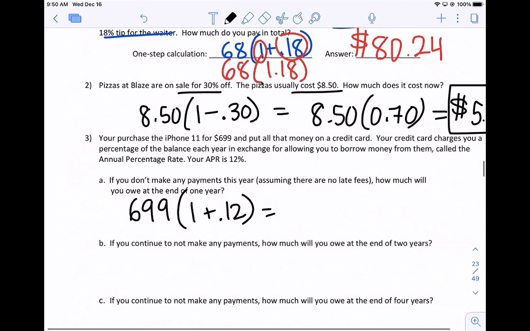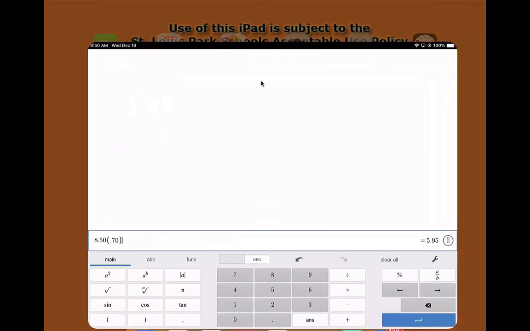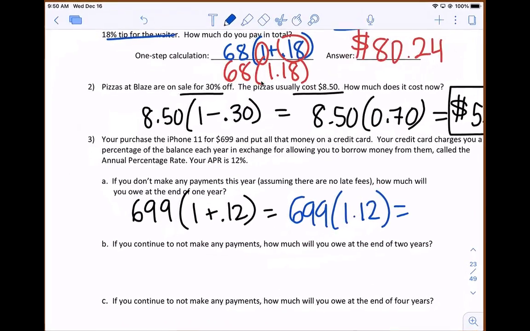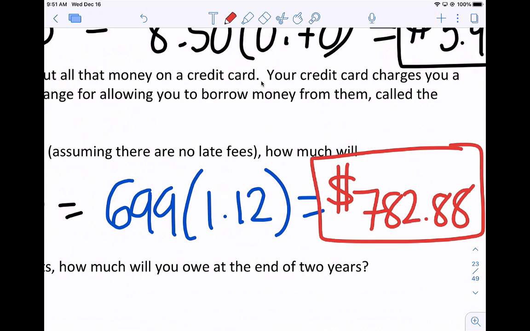So if we type that in our calculator, it'll look something like this: $699 times 1.12. And let's type that in. So $699 times 1.12. And if you see what it equals, we owe now not only $699 for the phone, but the interest. So total, we owe $782.88. So that includes the price of the phone that we still have to pay back plus the interest. So credit card companies really make money off of you if you can't pay them back right away.